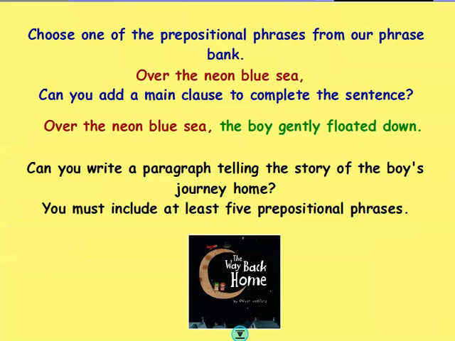And then finally, I'm going to choose one of the prepositional phrases from our phrase bank. So over the neon blue sea. And then I'm going to add a main clause to complete the sentence. Over the neon blue sea, comma, because remember after our subordinate clause we put a comma, and then I've put a main clause in, which is the boy gently floated down.